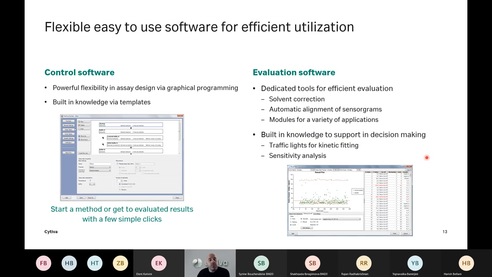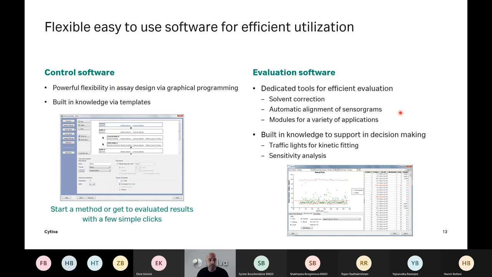Then in the evaluation software, we have also a lot of workflows or dedicated tools for evaluation of specific assays. And we have also tools to apply, for example, solvent correction, where we are working with organic solvents in the samples. We have automatic alignment of sensorgrams, and modules for a variety of applications. So all of this is automated. Basically, when we go to result evaluation, we just need to select the data we would like to analyze, and then click and select the options that we have in the software, and the evaluation will be made for us, basically.